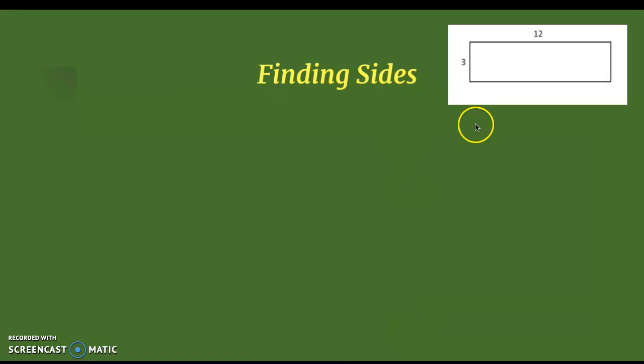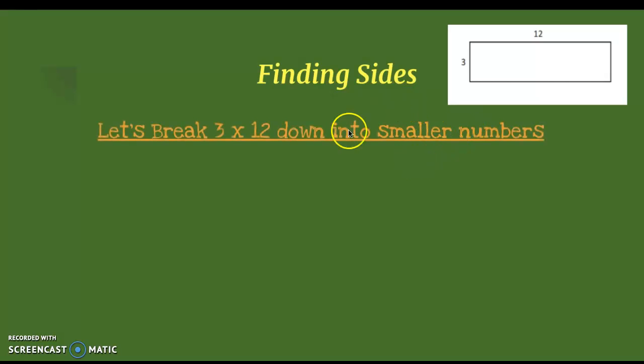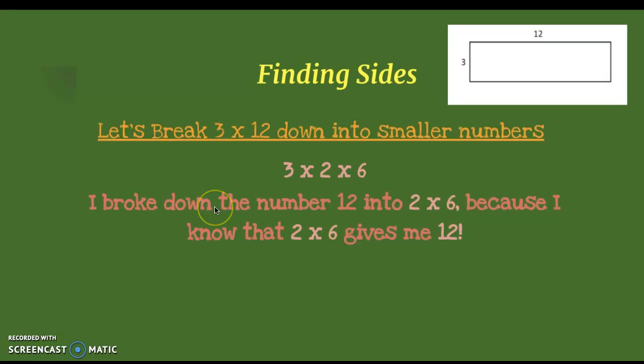So we're finding sides. So we're basically finding the unknown sides. So we're going to take 3 by 12. Since you were just introduced to double digits, let's break down 3 by 12 into smaller numbers, just like we did with our previous model. So one equation we can do is 3 times 2 times 6. And you're like, well, Miss Foster, where did you get that 2 and 6 from? Well, the reason why I did 2 and 6 is because I broke down the number 12 into 2 times 6, because we know that 2 times 6 equals 12.